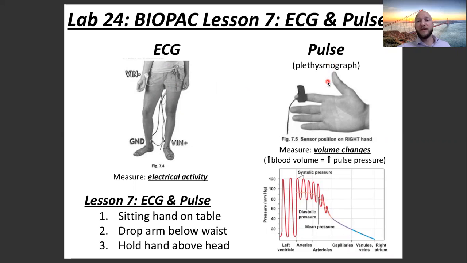Our pulse rate is that feeling of pressure distally in our arteries. The ECG is going to be the actual electrical contraction of our heart. Are they going to happen at the same time? Are they not? Are they going to happen at the same rate or not?